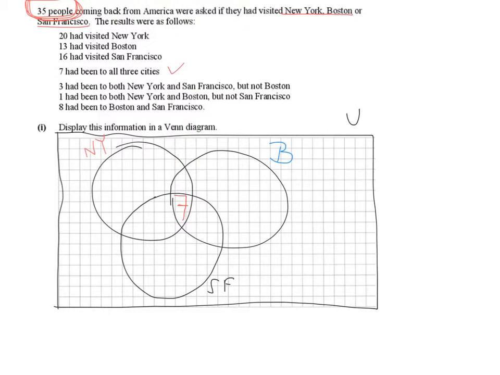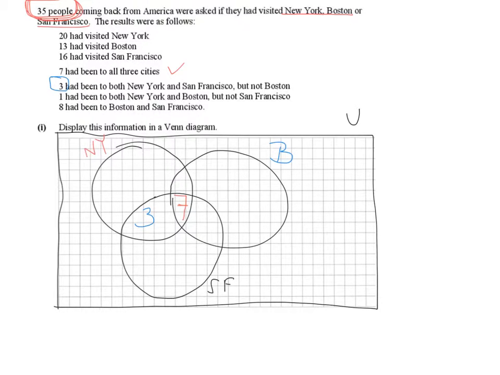So we have it. Now, we know that 3 people visited New York and San Francisco only, so not in Boston. So where is New York and San Francisco? Here. This part is for Boston as well, so this is only for New York and San Francisco. So 3 goes straight in here, okay?